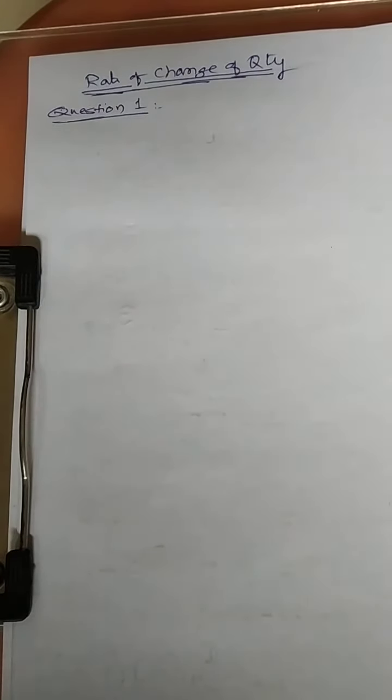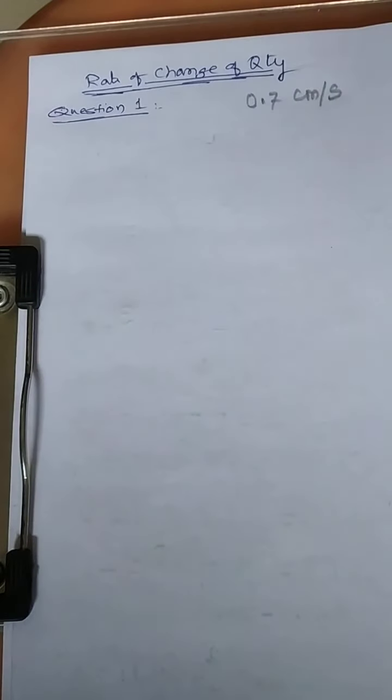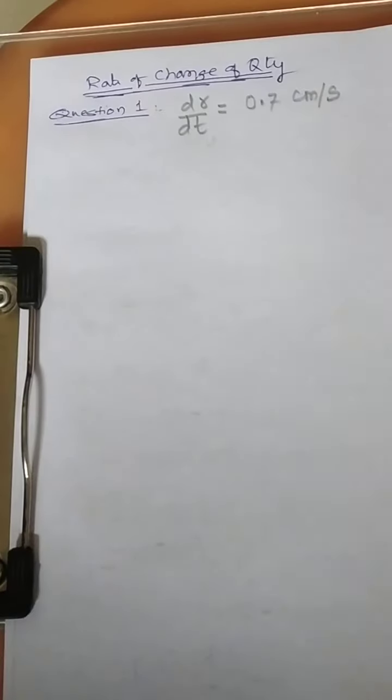Write down: the radius of the circle is increasing at the rate of 0.7 centimeter per second. What is the meaning of that? It is the rate of change of radius with respect to time, dr by dt.